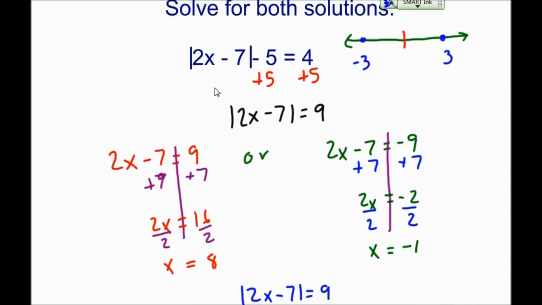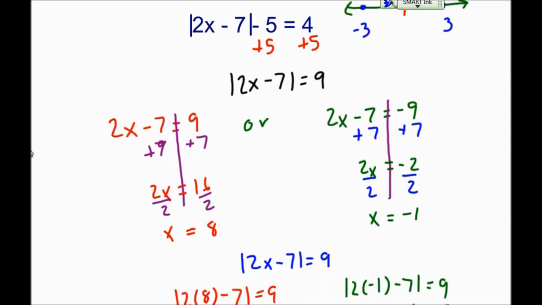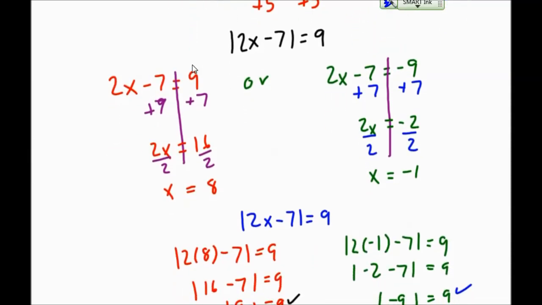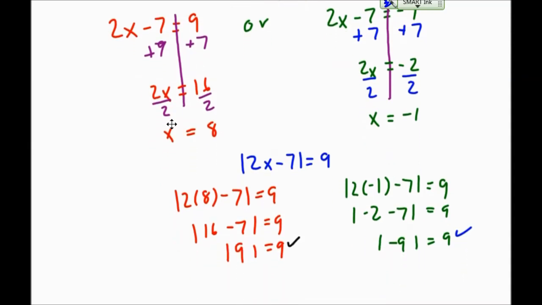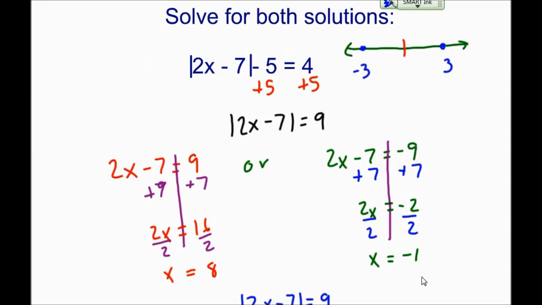First, let's do a review of what happened. We isolate the absolute value, so I added 5 to both sides. Then we split it into our two cases. We look at if it equals the positive number, and we look at if it equals the negative number, and drop the absolute value bars when you split it. Then I got my two possible solutions: x equals 8, x equals negative 1. Then I went back and checked my work, and it checked out: absolute value of 9 equals 9, absolute value of negative 9 equals 9. So that's how you solve a basic absolute value equation.